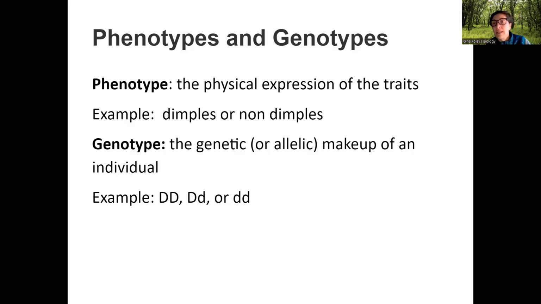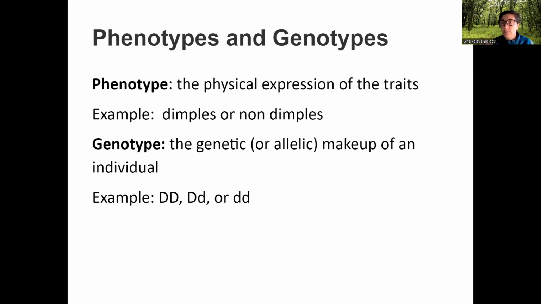Genotype is the genetic combination of alleles you have inherited, right? So it's the genetic makeup of the individual. Are you big D, big D? Are you big B, big B? Are you big B, little b? Are you little s? What allele combination did you inherit? They're connected, right? Genotype and phenotype are connected.